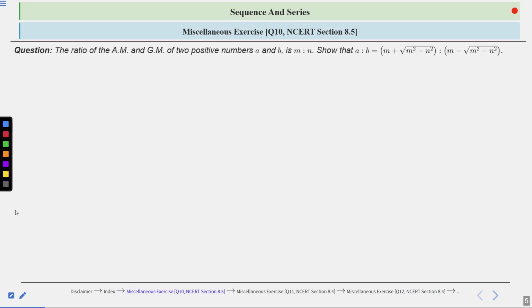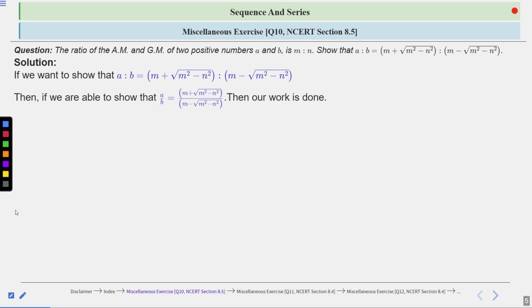The question is: the ratio of arithmetic mean and geometric mean of two positive numbers a and b is m is to n. We have to show that a is to b is m plus root over m square minus n square is to m minus root over m square minus n square. So let us see the solution part. If we are able to show that a upon b is equal to m plus root over m square minus n square upon m minus root over m square minus n square, then our work is done.